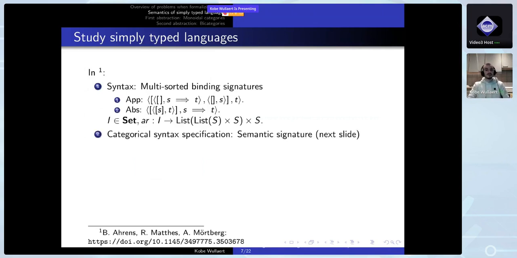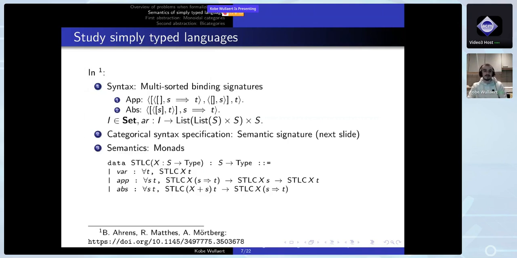Then we want some kind of categorical syntax specification, which we then call a semantic signature, or a signature with strength, to be more precise. I'll say something more about this in the next slide. So this is some kind of intermediate step, in order to understand the syntax a little bit better, and then to come to a semantics. And now the inductive data type, which specifies the simply typed lambda terms, is then of this form.